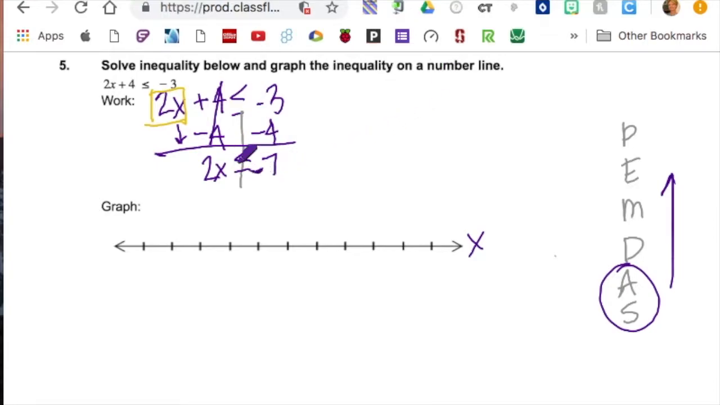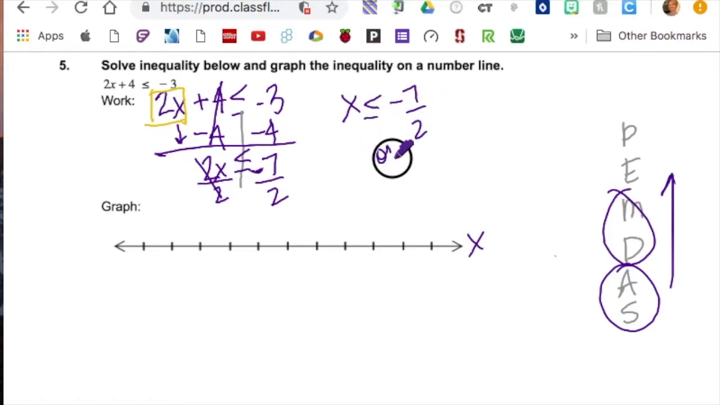Next step, we need to divide both sides, undoing my multiplying and dividing. Divide by 2, because I'm trying to get rid of the 2. So I end up with x is less than or equal to negative 7 over 2, or x is less than or equal to negative 3 and 1/2.